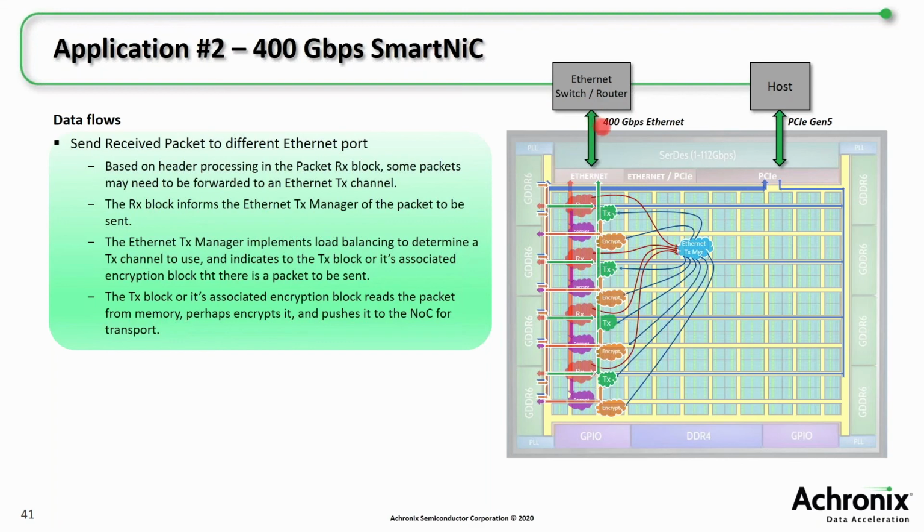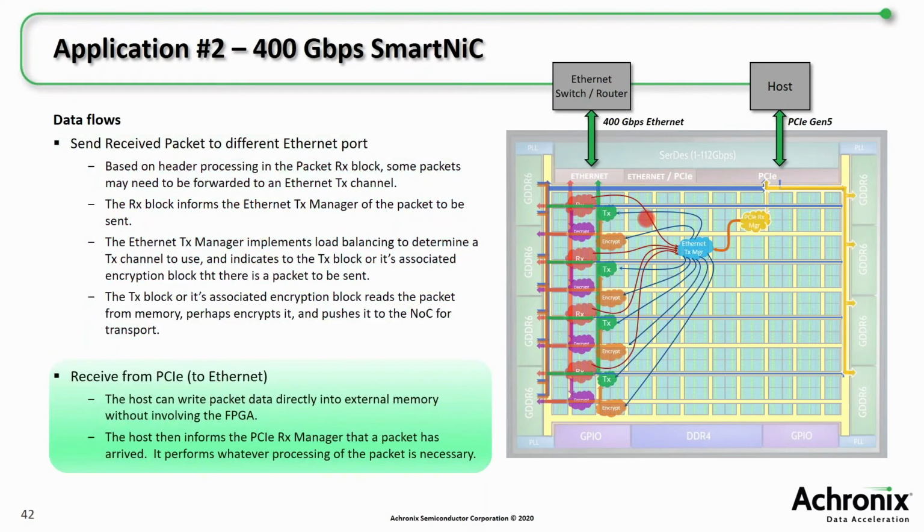In the case of encryption, instead of the transmit manager telling the TX block to fetch the data and send it, it could instead tell an encrypt block to fetch the data, encrypt it, and then forward it within the column to the appropriate transmit block. Now, to receive data from PCI Express to send it out the Ethernet interface, the PCI Express can write it to memory, tell the transmit manager that, hey, here's some more packets that need to be sent. It tells the transmit blocks independently, and they can just fetch the data and away you go.